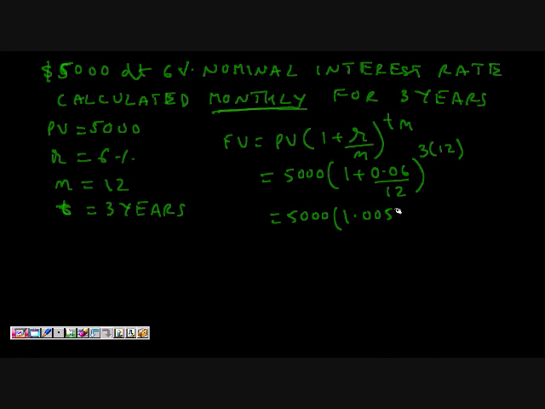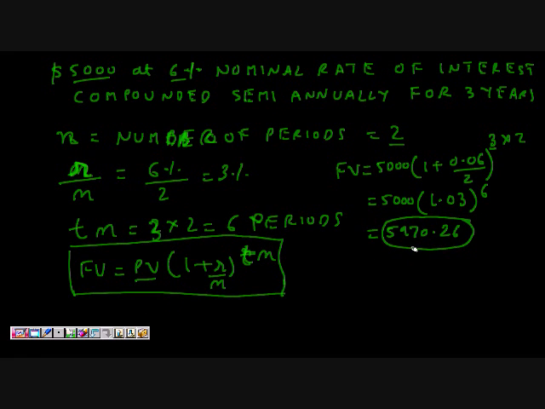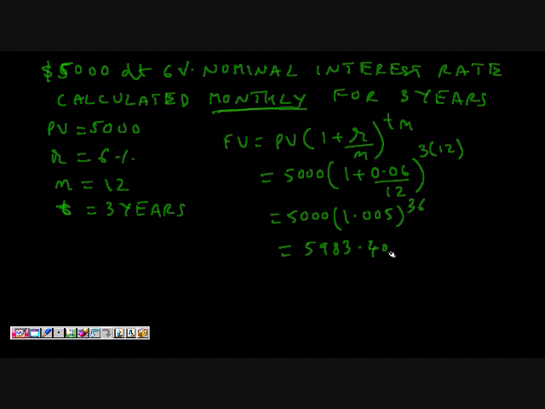So this is equal to $5,983.40. You'll notice that when interest is calculated on a 6-month basis, it was $5,970, and when interest is calculated on a monthly basis, it's $5,983. So if the frequency of interest calculation increases, that means if you calculate the interest more frequently, then the amount of money you end up with will be more at the end of the time frame.